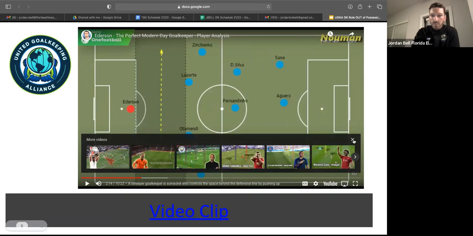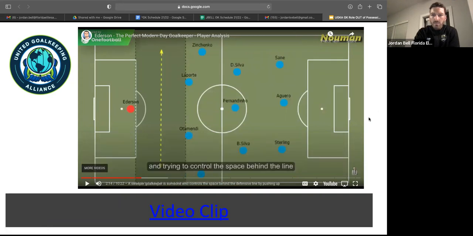So everybody just look at this little diagram here in the video. If you look at the back four, the four blue players, and then you've got Ederson standing at the top of the box, that area that's shaded is the space that we're talking about. So that's defend the space.